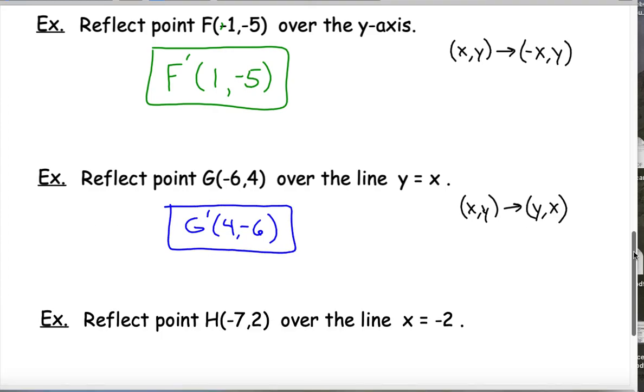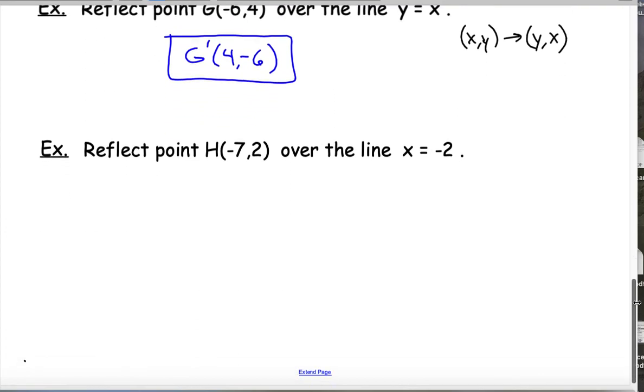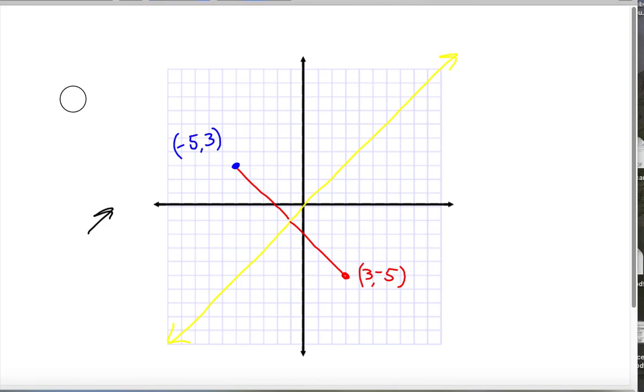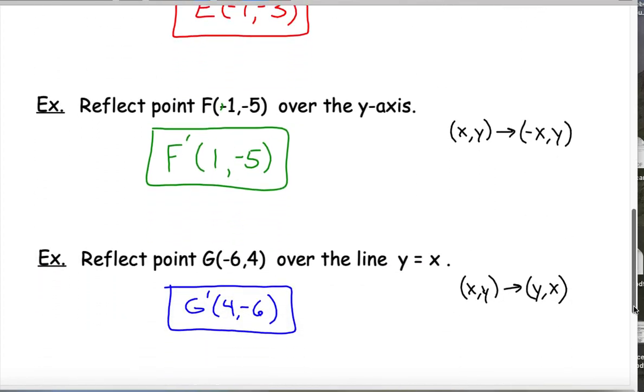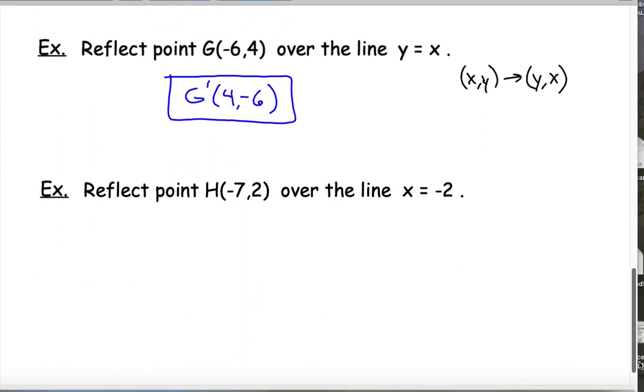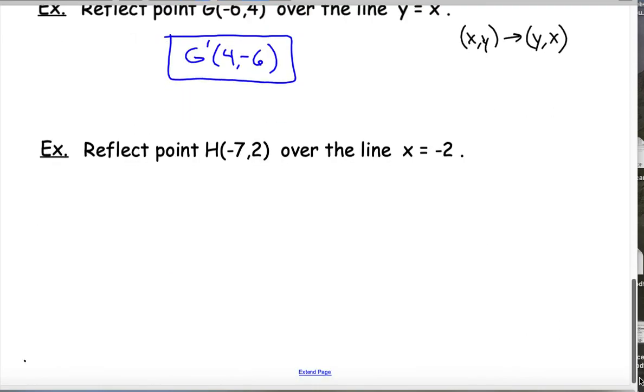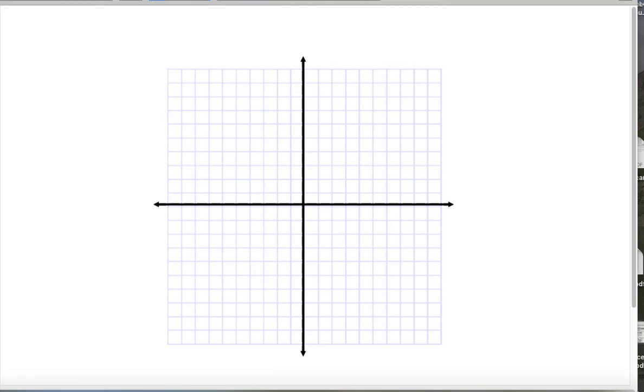And lastly, we didn't talk about this. Reflect the point H, -7, 2 over the line x = -2. So the only rules I gave you for reflection was over the x-axis, the y-axis, or the line y = x. We can come up with a rule for the other types of lines that we reflect over, but I think it's going to be more confusing than it's worth trying to come up with a rule. So I'm going to take the point -7, 2 and reflect it over x = -2. So let's plot -7, 2, that's right here.